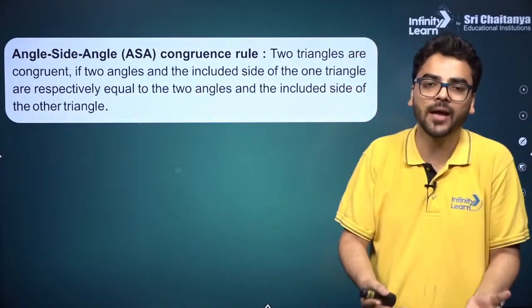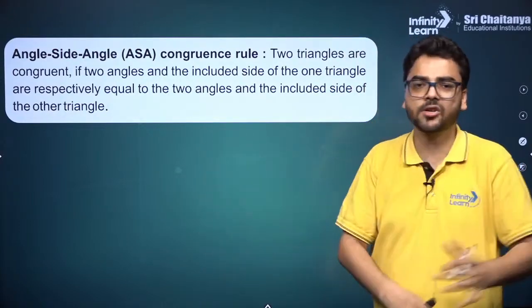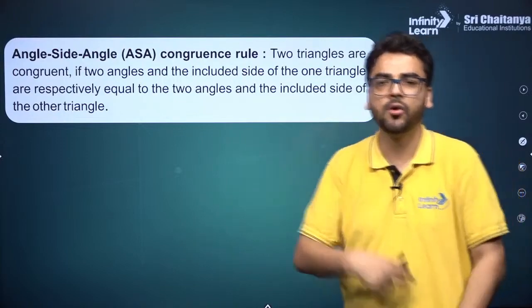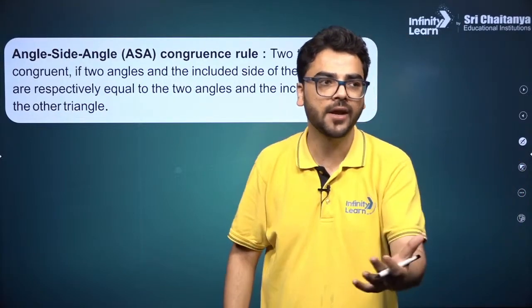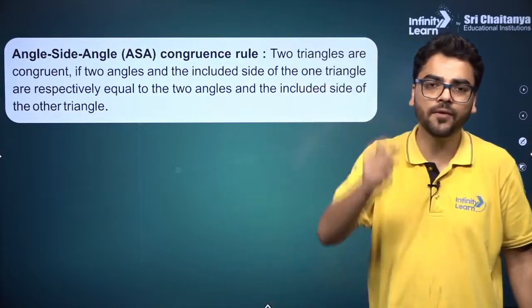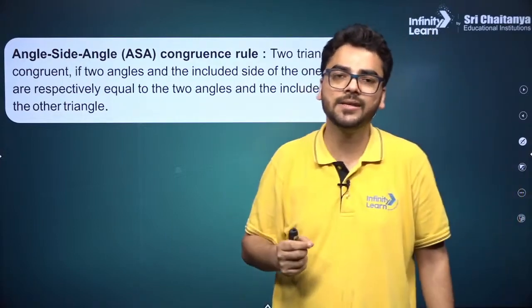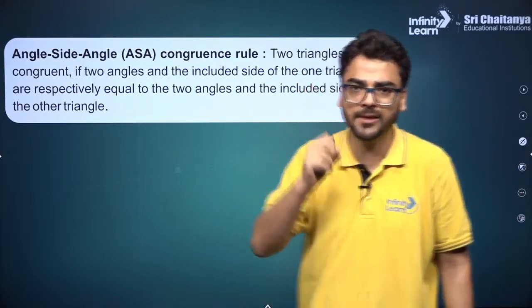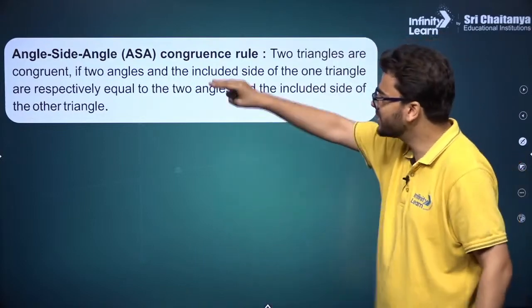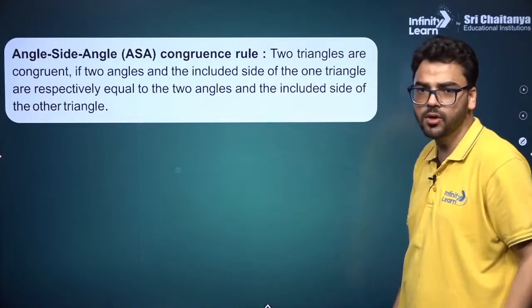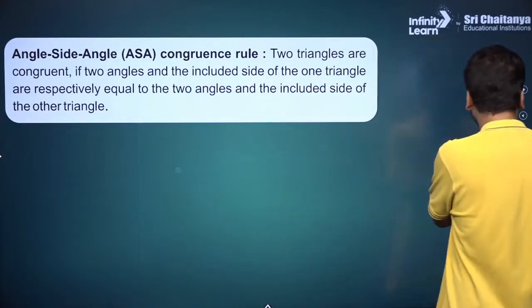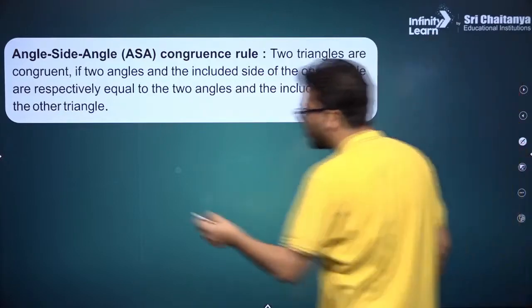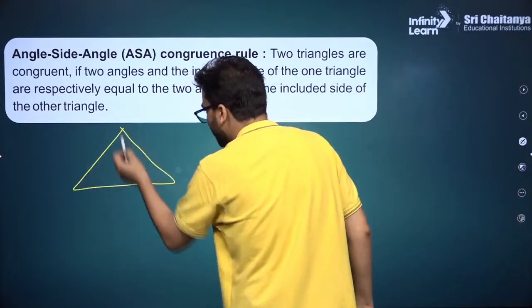I am not doing that because if I start proving this, constructions and all that is there. So, I mean, only one proof will take 15-20 minutes, right? So, instead of that, we will understand the congruency criterion and then we'll be doing the questions on the basis of them. So, you see, this is ASA congruency rule. You just have to understand the name. That's it.